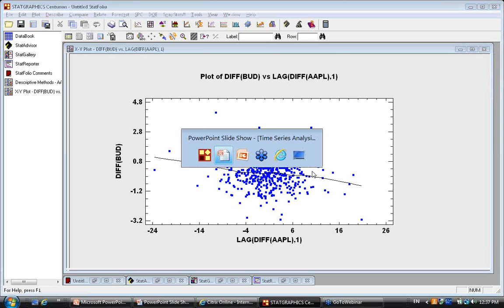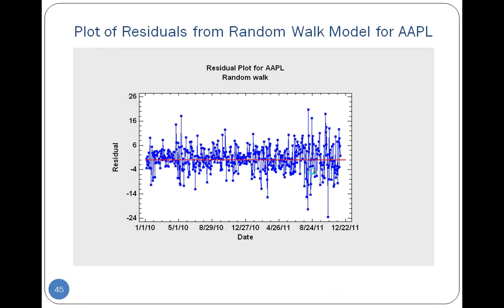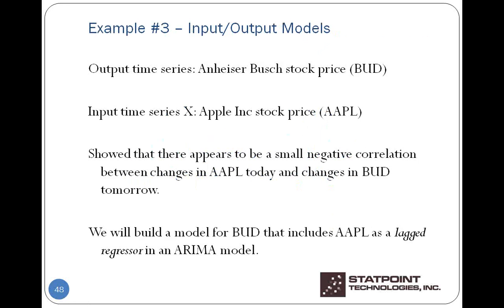Now, having seen this, I can then go ahead and build an input-output model. And my last example of this webinar will be building an input-output model. Building a model that will try to forecast Anheuser-Busch stock prices based upon what happens with the Apple stock the day before. And to do this, we're going to build a model for Budweiser that includes Apple as a lagged regressor in an ARIMA model. That is, we're going to add to an ARIMA model a term involving changes in Apple stock one time period back, and use that to help us predict what happens to Budweiser.